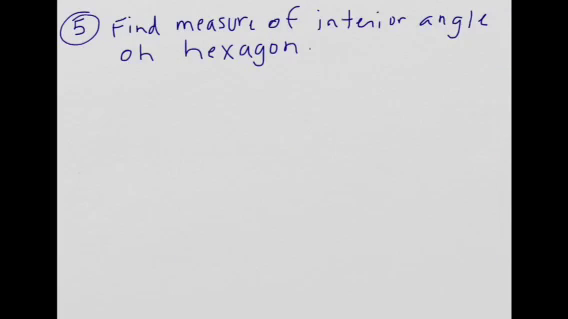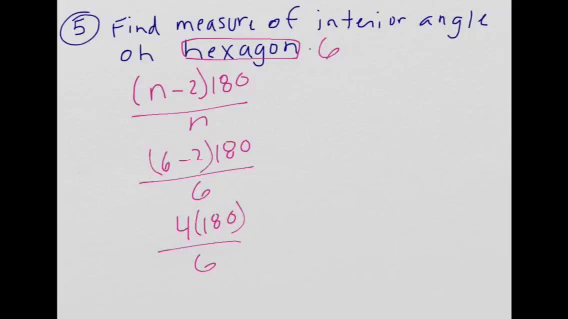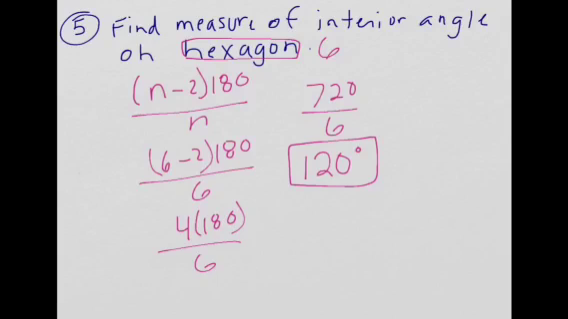To find the measure of an interior angle of a hexagon, we're going to use the formula n minus 2 times 180 divided by n. In this case, our n is going to be 6. So it's going to be 6 minus 2 times 180 divided by 6. 6 minus 2 is 4 times 180 divided by 6. That's going to give us 720 divided by 6, which means each angle is going to be 120 degrees.